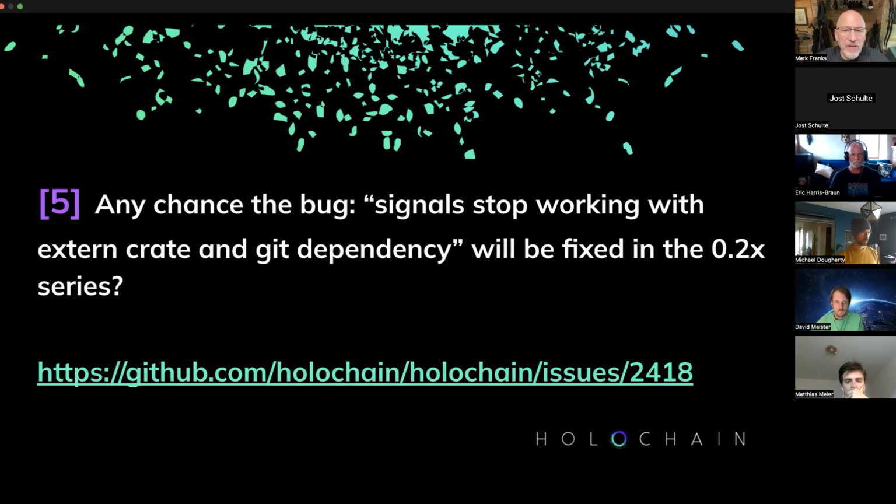Question 5. Any chance the bug where signals stop working with extern crate and the JIT dependency will be fixed in the 0.2x series? Yeah, so in the series, yes. I'm not quite sure where in the series, so it's not fixed for 0.2.1, which we've released. It's on my list to look at for 0.2.2, but I don't know if it'll be in that release or the next one, but certainly in the series, yeah.